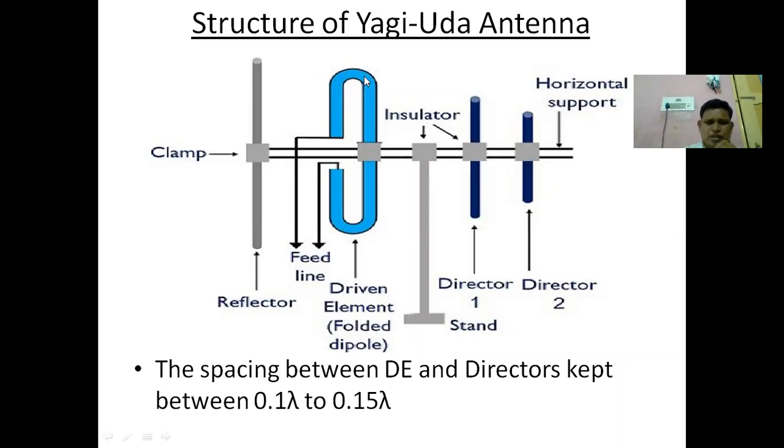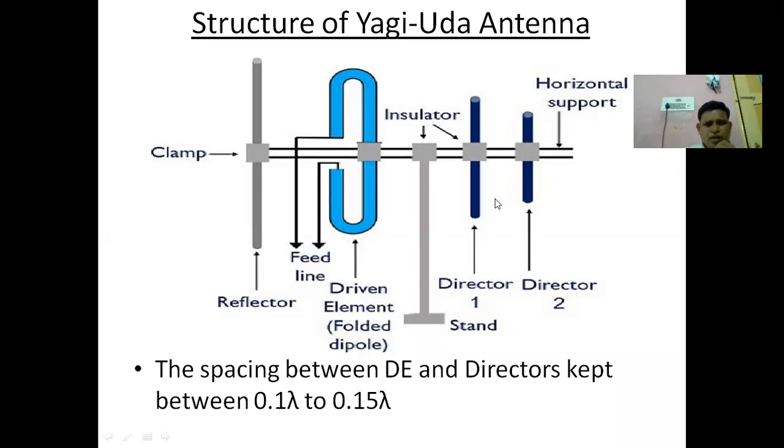This blue colored metallic rod, which is twisted in this shape, is the driving element. This driving element is a dipole antenna, or a special kind of dipole. Two dipoles are arranged in this manner, and that's why it is called a folded dipole. You can say this element is called a folded dipole antenna.